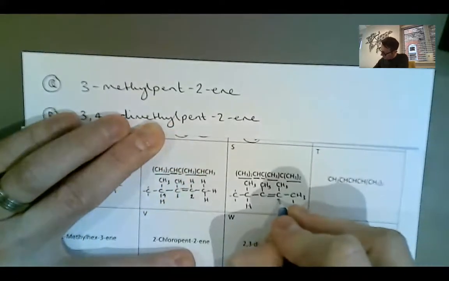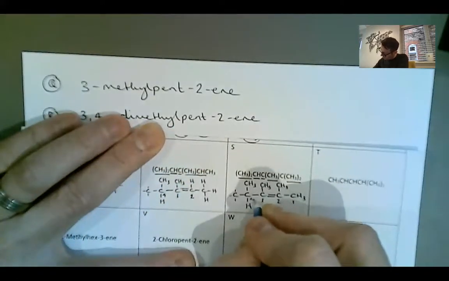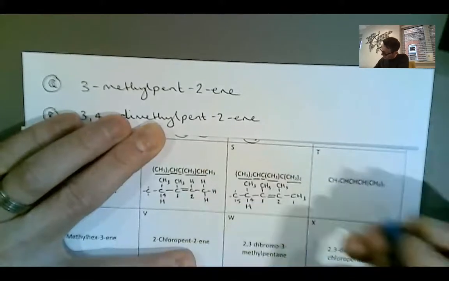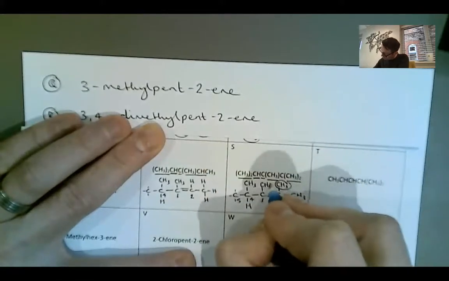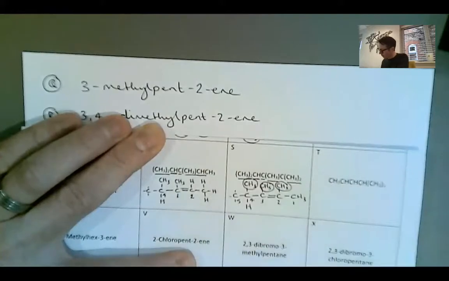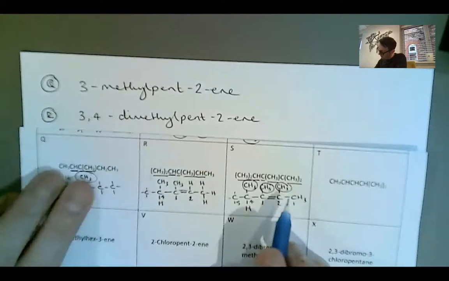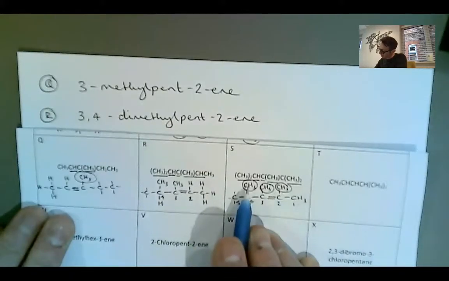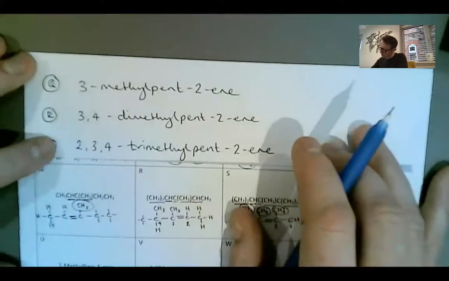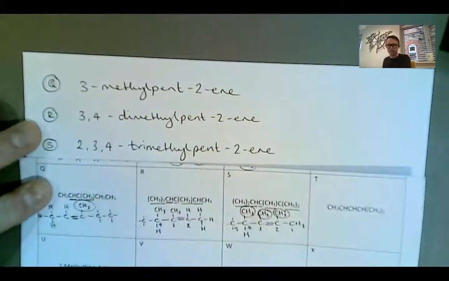So carbon 1, 2, 3, 4, 5. So I've got methyls on 2, 3, and 4. And then my double bond starts on 2. So this is going to be 2, 3, 4, trimethyl pent-2-ene there.